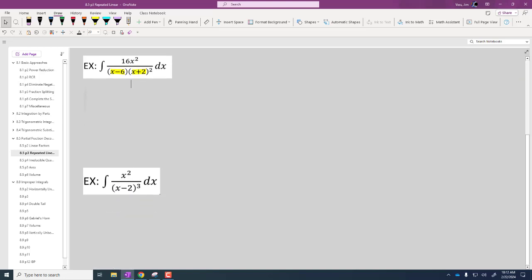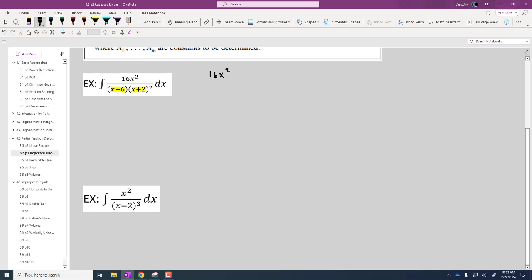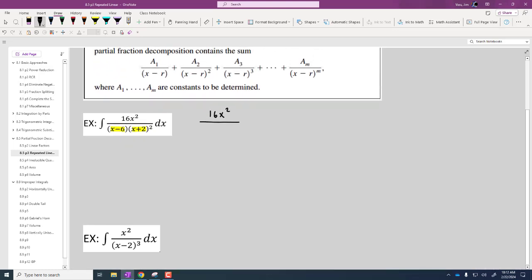So down here, this tells us that we are going to have 16 x squared over x minus 6 times x plus 2 squared. This is going to be what the setup is going to be. We're going to have an a divided by x minus 6. Then we have our repeated factor. So we're going to have a b over that factor to the 1.